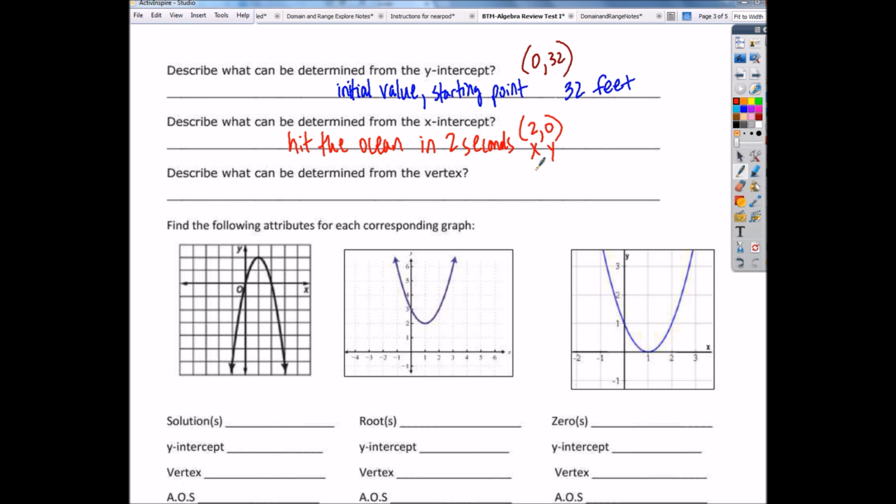Now the vertex, remember the graph was going bloop, bloop. It looks like she jumped. So the vertex was the maximum height she reached. And what do we say? 36 feet. So man, she jumped up 4 feet in the air because she started at 32, then she hit 36. So the maximum height she reached was the vertex. Vertex. So that was pretty simple.